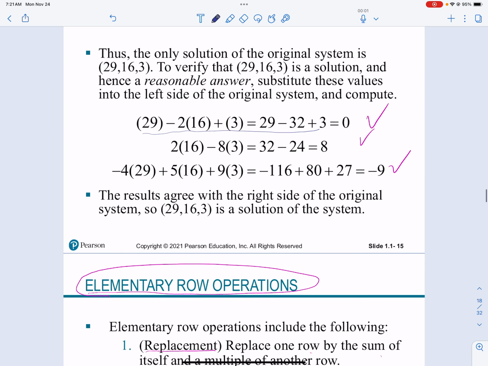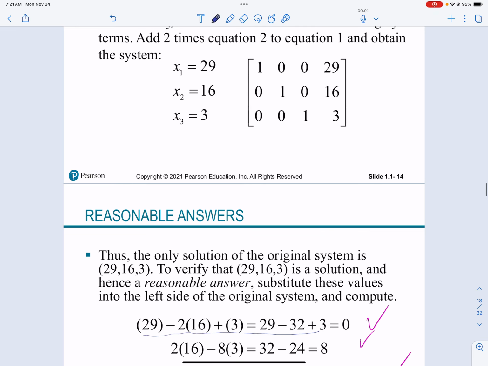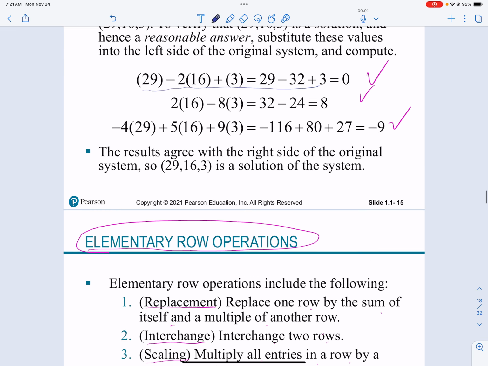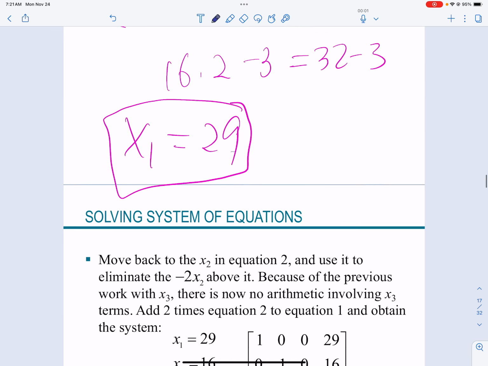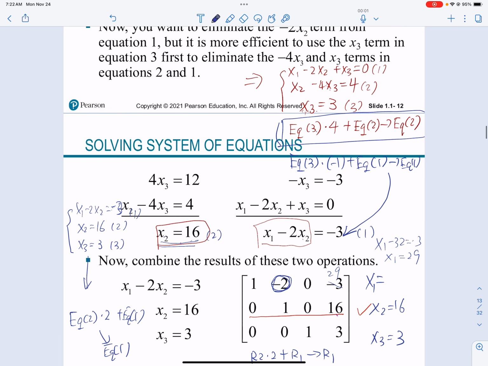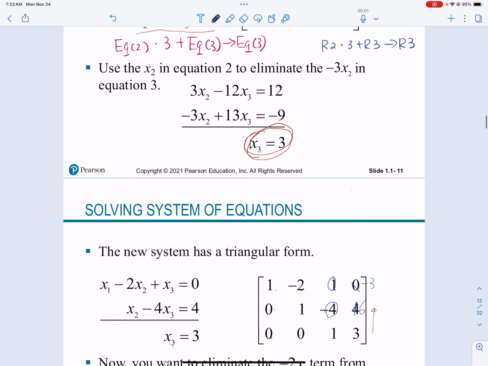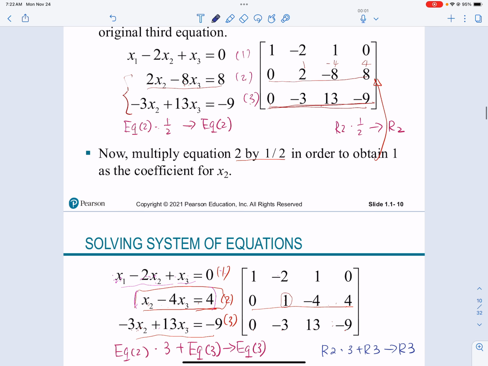Okay, so this is this thing, and when we look at the operation that we did, are you guys with me? So what did we do? We can use what? Replacement. Replacement means replace one row by the sum of itself or a multiple of another row. Are you guys with me? When did we use replacement? Yeah. So we have used it a lot here. Row 2 times 3 plus R3 gives you the new R3. Row 2 times a half goes to R2.